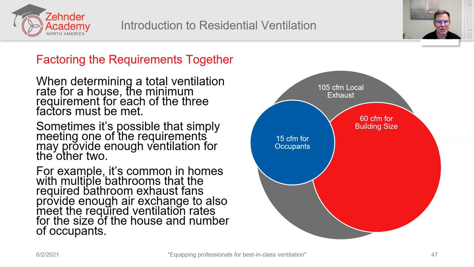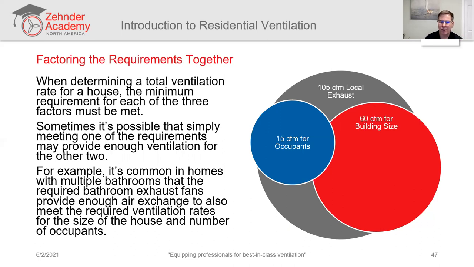And pretty much what happens a lot of times, regardless of the way that the code or the standard is written, is that when you provide all of the local exhaust the code requires you to, for the number of bathrooms and kitchens, or maybe a laundry room, whatever the code is addressing for local exhaust, by the time you do that local exhaust and total up the number of CFM, usually what you're going to find is that with that local exhaust, you're also going to meet the ventilation requirement for the building size and for the occupants. Now, I'm not saying that you always will, what I'm saying is most of the time you'll find that that is the case. So just because there's these three points, it doesn't mean that all three have to add up.